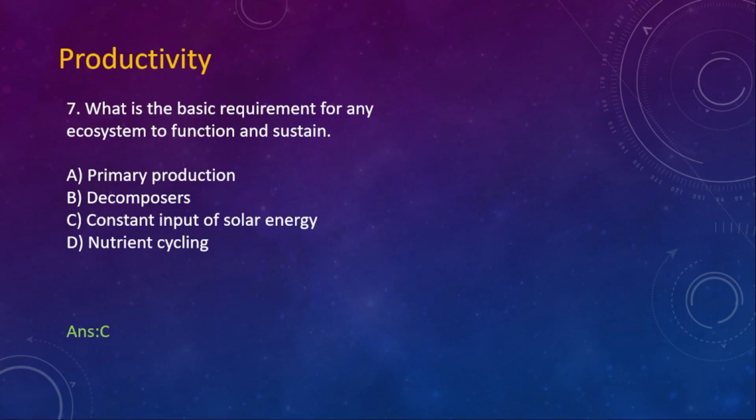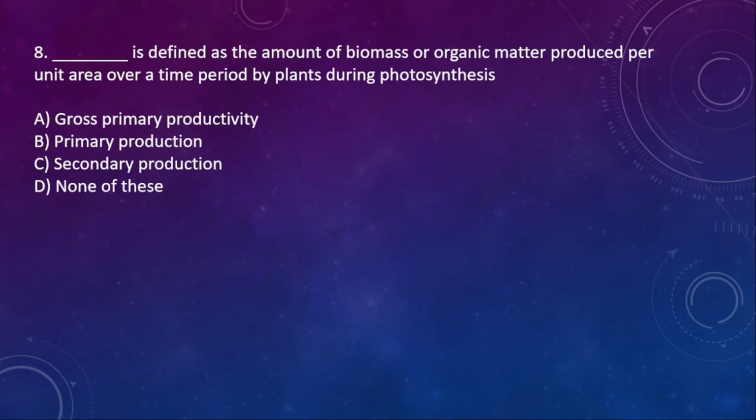And the next question is from productivity. What is the basic requirement for any ecosystem to function and sustain? A. Primary production, B. Decomposers, C. Constant input of solar energy, and D. Nutrient cycle. Here the right option is C. Seventh question.